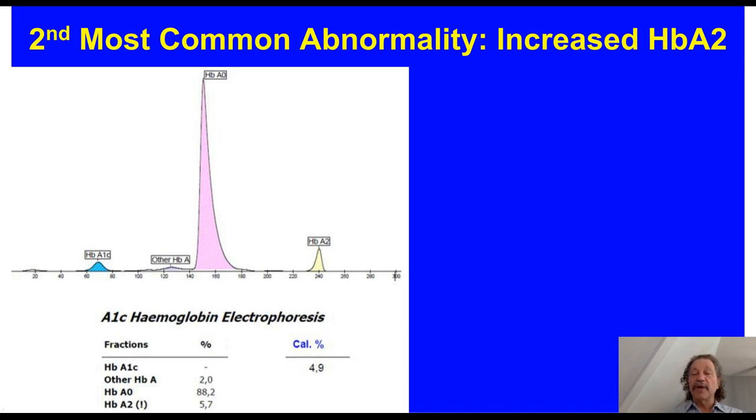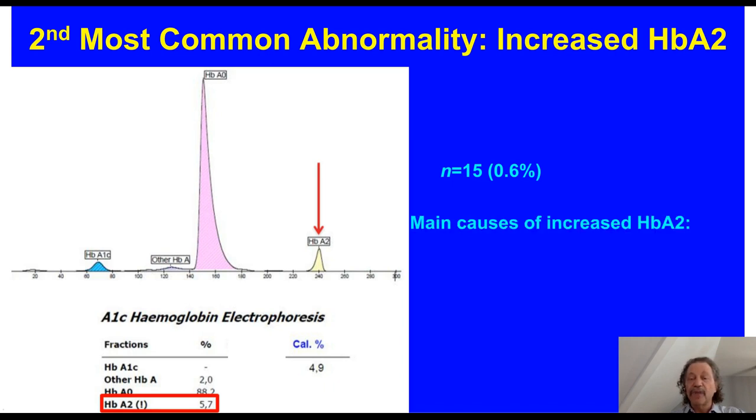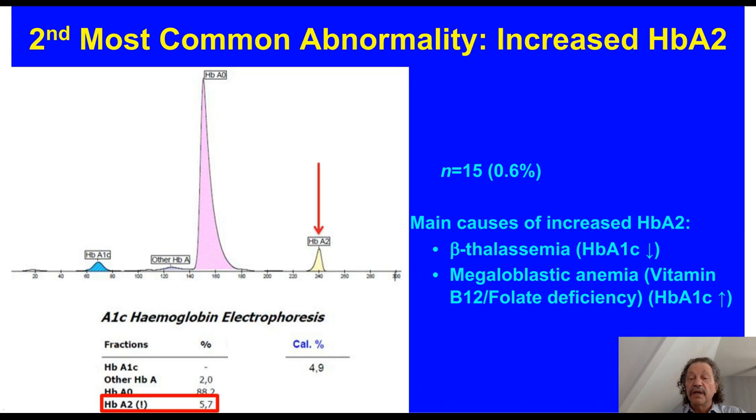The second most common abnormality was increased hemoglobin A2. This is an example of a tracing of a patient with increased hemoglobin A2. This was much less common, occurred only in 15 or 0.6% of the population, so it was only 1/10 as common as decreased A2. And the main causes of increased hemoglobin A2 are beta thalassemia, megaloblastic anemia due to B12 or folate deficiency, hypothyroidism, and antiretroviral therapy. And these conditions change the hemoglobin A1c.